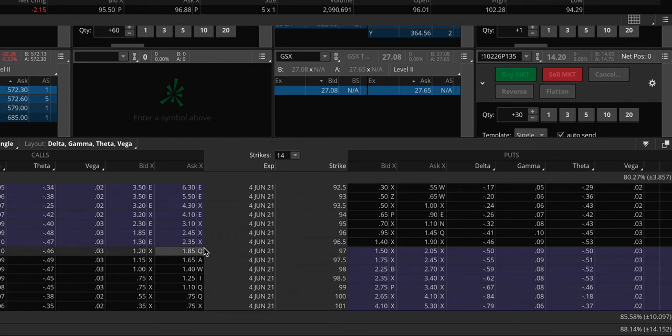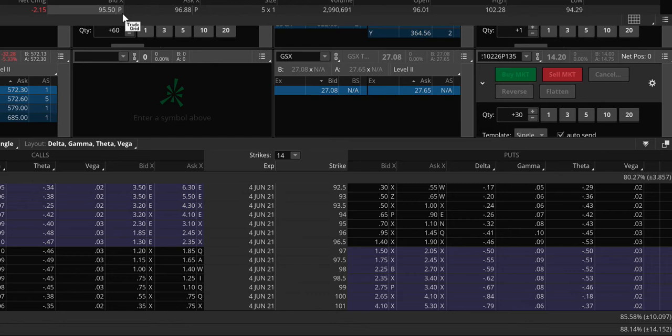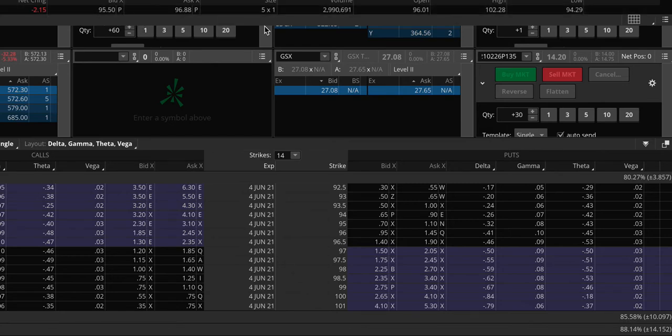Now, if we go ahead and we buy at the money calls, which is the 97 strike, because up here we can see the bid ask is a little weird because of after hours, but it closed at 96.88. So we're going to go ahead and say 97 is at the money.